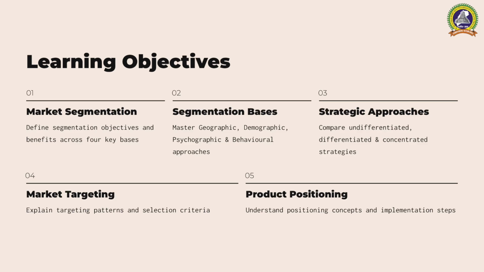Sixth, explain the process of market targeting, which is the next step after segmentation. And finally, understand the concept of product positioning, which is how we create an image of a product in the customer's mind. Let's start with the fundamental concept: what is market segmentation?